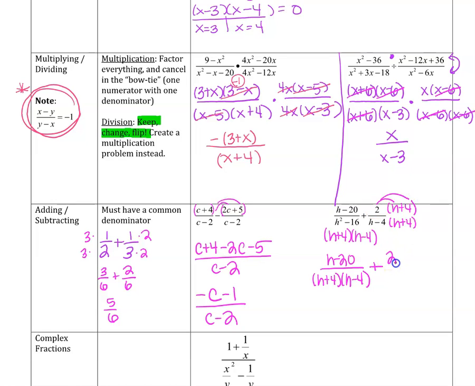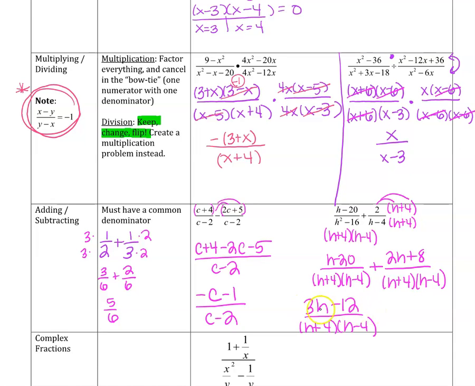Distribute that 2. Okay, now once you have a common denominator, just like what I modeled with the 3/6 and the 2/6, I can combine the denominators together to be one denominator, to be a single fraction. h plus 2h would be a 3h, and then negative 20 and a positive 8 would be a negative 12. Okay, so now at this step, I want to see if I can reduce.